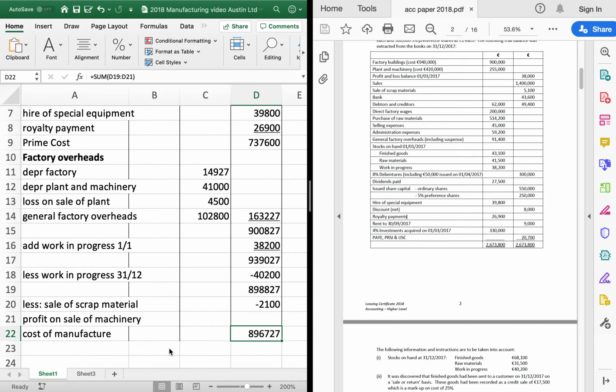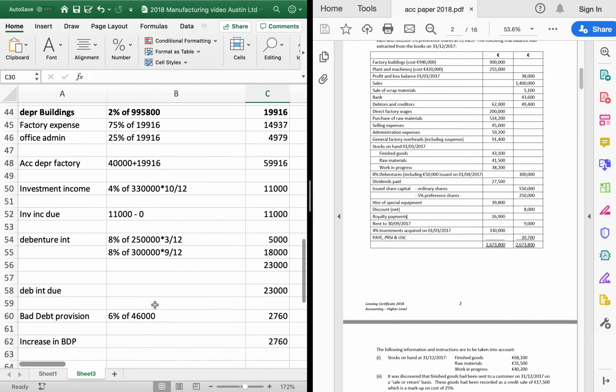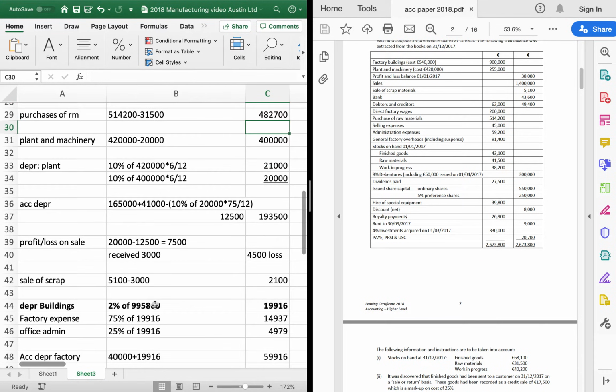896,727. I've got an answer of 737. So let me just see where I've gone. Three sevens. That should be one. You see that one. It's the type of thing you could transfer incorrectly.